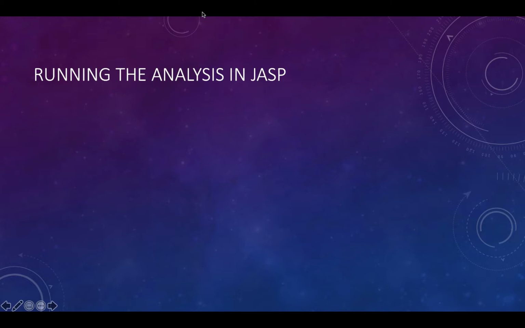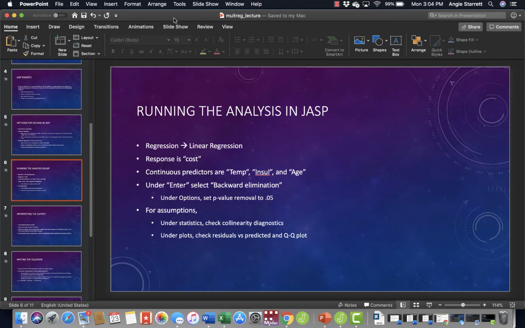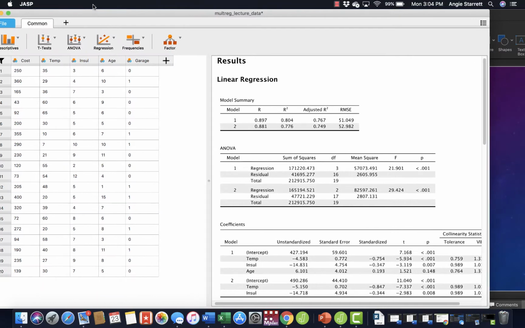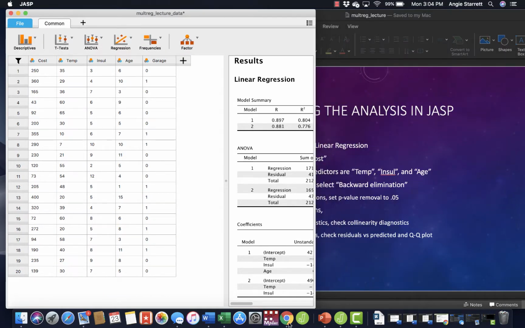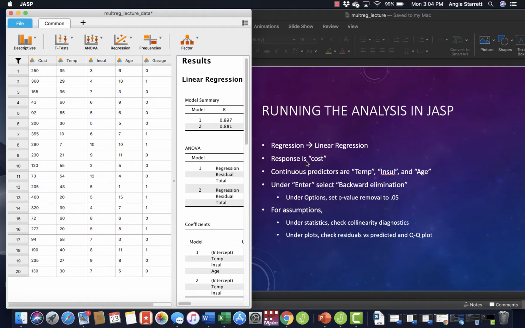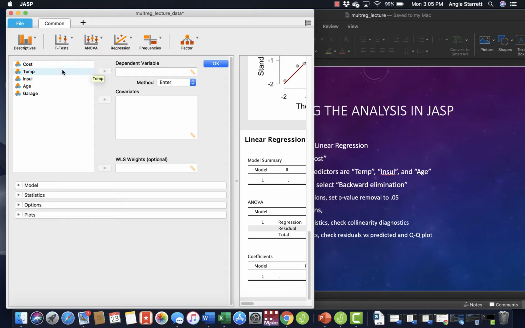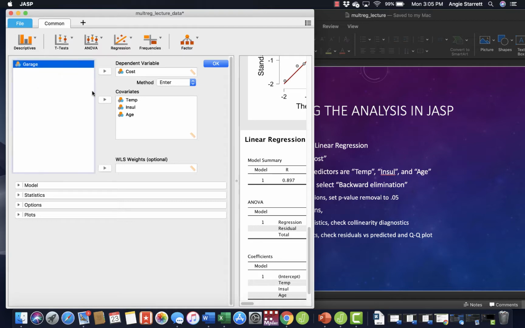All right, running the analysis in JASP. We are going to go to linear regression. So we will move this over here, and here is our multiple regression data. The response is cost. So we want to go to regression, linear regression. Our dependent variable is cost. We're going to add temperature, insulation, and age to our covariates. And be careful, it will let you add garage, but garage is 0, 1, so it doesn't really make sense to add our qualitative variable there.